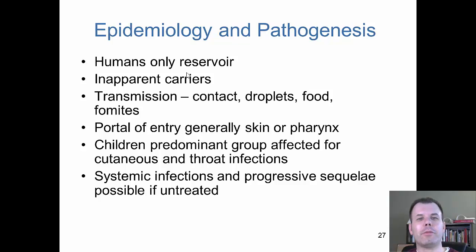And again, sometimes with strep throat, if it's not treated with the proper antibiotics, it can lead to progressive sequelae, which means it can go and affect other tissues of the body. So typically what we see with a lot of Strep pyogenes with these sore throats is that it can lead to either heart damage or kidney damage and cause long-term effects if it's left untreated. And so we'll talk a little bit about that as we go along.